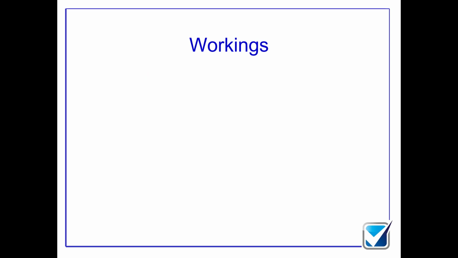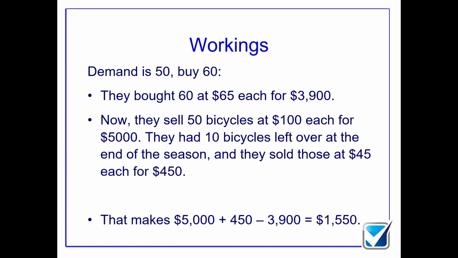Another working, just to make sure you're totally happy with this, demand is 50, we buy 60. So we're still buying too many at the moment. That now means we buy them at $65 each. We can sell 50 bicycles at $100. And then we have 10 bicycles left over. We sell those for $45. That gives me an overall net profit of $1,550. So things are still looking pretty good.